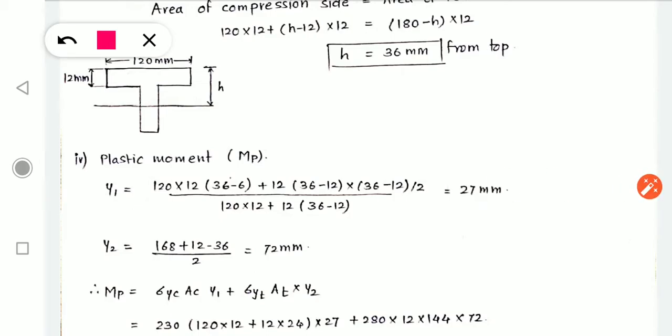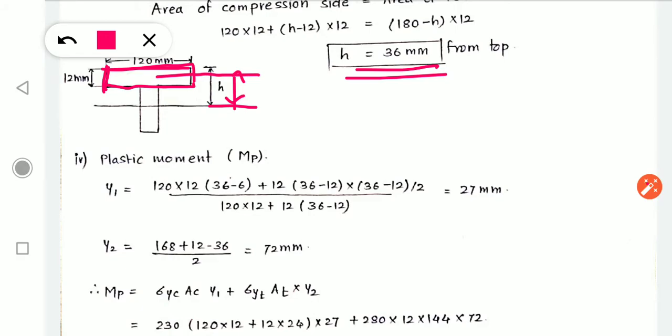Okay, see, y1 is 120 into 12 into 36 minus 6. What is 36 minus 6? See, I am taking it for this part now. Okay, so 120 into 12 into the distance up to the neutral axis. For that we will take the help of h.